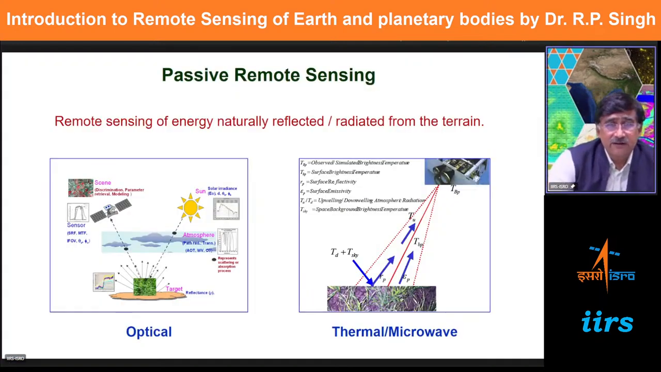Passive remote sensing is very popular; most remote sensing is done in passive mode. It is the remote sensing of energy naturally reflected or radiated from the terrain. So whatever comes from the terrain naturally, the sun-reflected light, is also called passive radiation, where the source of light is the sun and we are only receiving. Many times at night, when there is no sun, we also receive the radiation emitted by the target in the infrared region, and that is also called passive remote sensing.